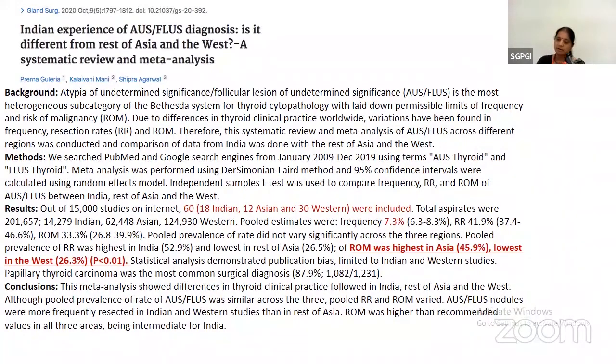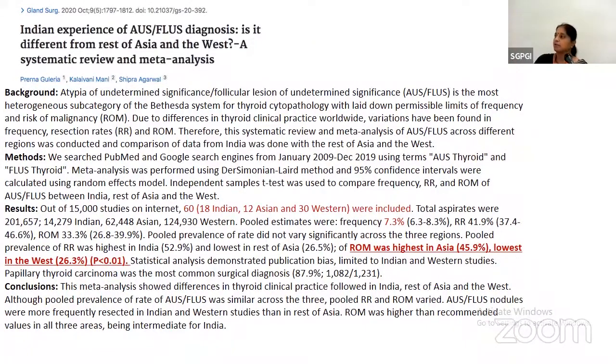And this is where I would say you need to do these kinds of studies: systematic reviews, meta-analysis. The bottom line drawn from this study was that the pooled prevalence rate of AUS was around 7.3%, which is not different from India and the other regions. But the risk of malignancy was very high in the Asian countries and lowest in the West. In the West it is somewhere around 25 or 26%. In our case, in the PGI study, it was 50%, and in Asia, something around 45%.